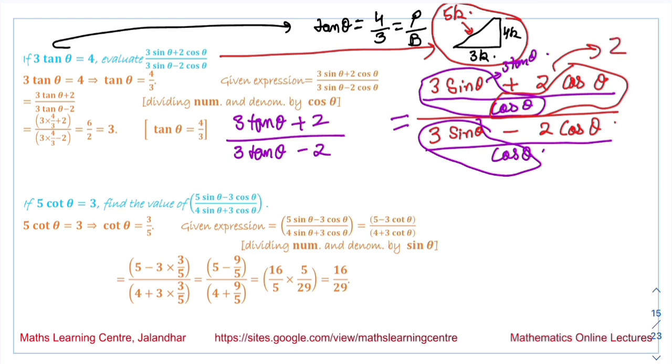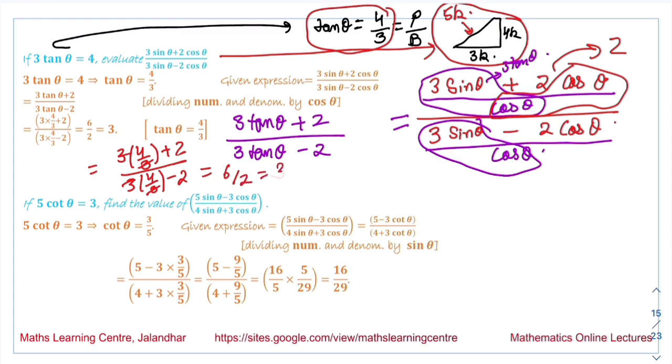Now we have the value of tan theta as 4 by 3. So the answer we will write is 3 into 4 by 3 plus 2 over 3 into 4 by 3 minus 2. This 3 gets cancelled. So what we are left with is 6 by 2, that is equal to 3.